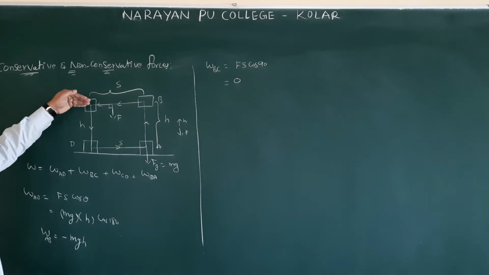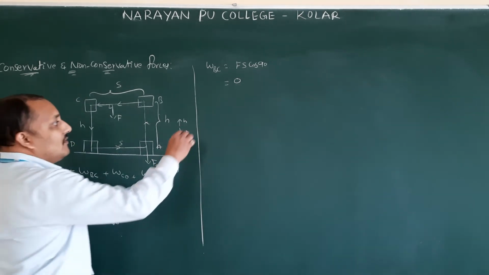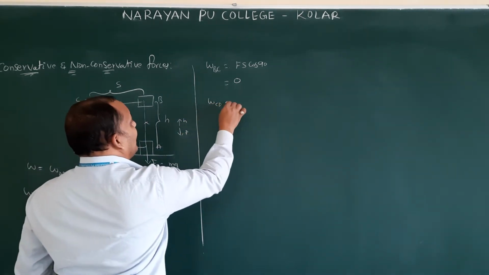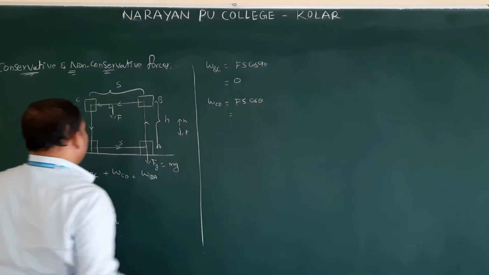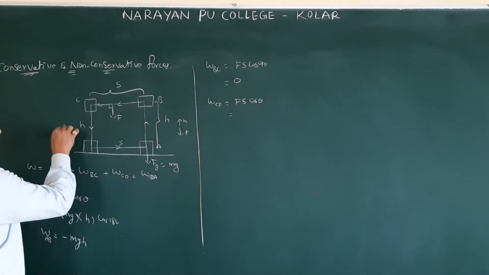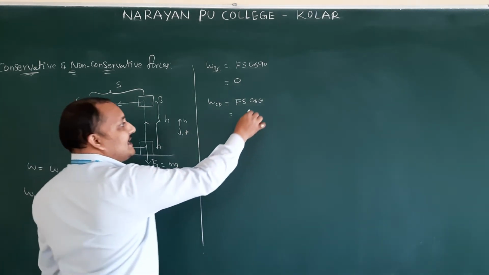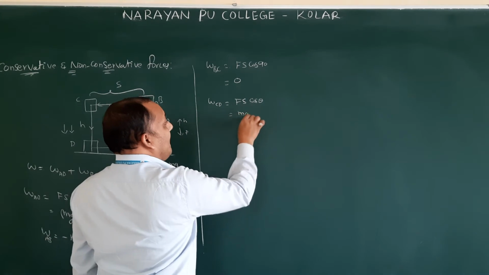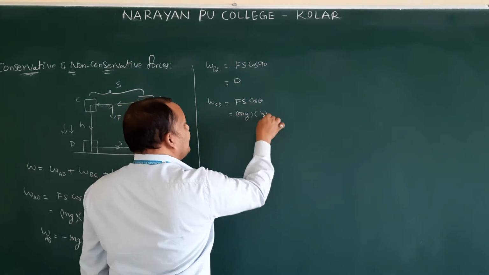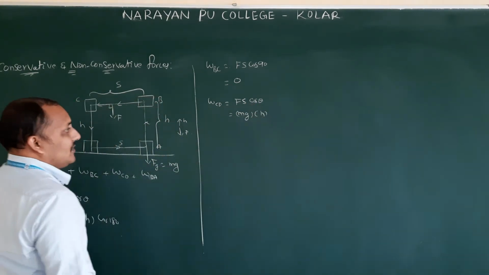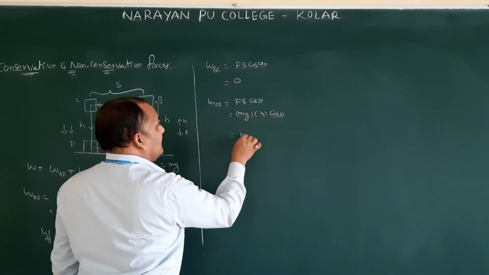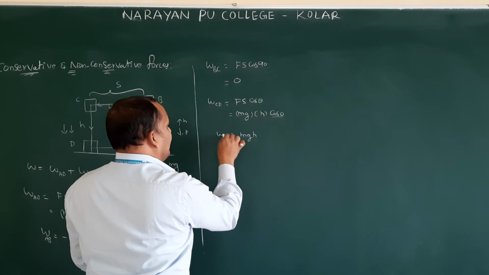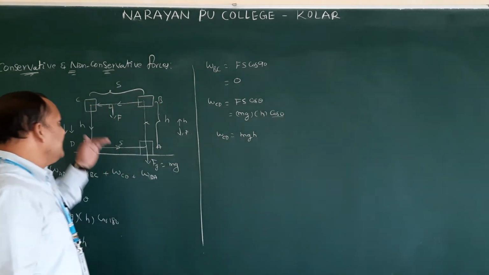Next we are bringing the object from C to D. Work done to bring the object from C to D is equal to Fs cos theta. Now gravitational force is acting downwards and displacement is also downwards. Both are acting downwards, so what is the theta value? 0. Gravitational force mg, S is the displacement h, cos 0. Cos 0 value is 1. Therefore mgh. This is the work done from C to D.